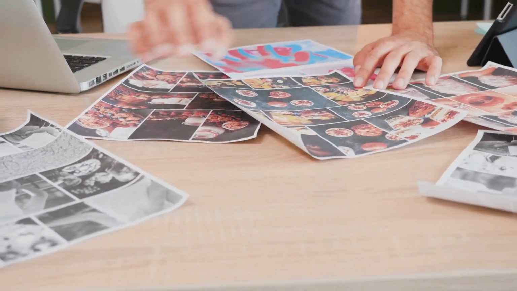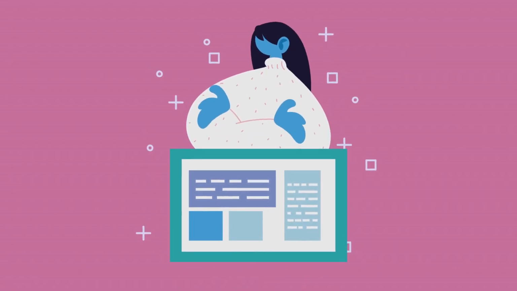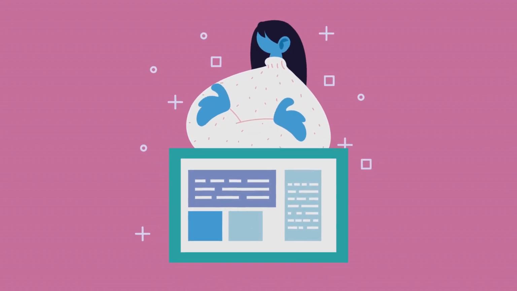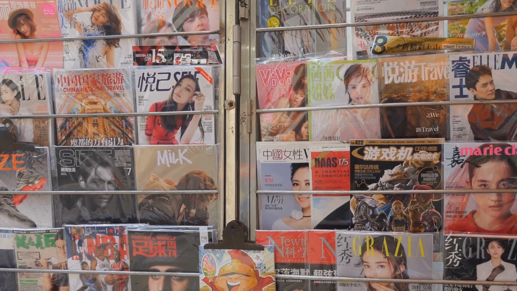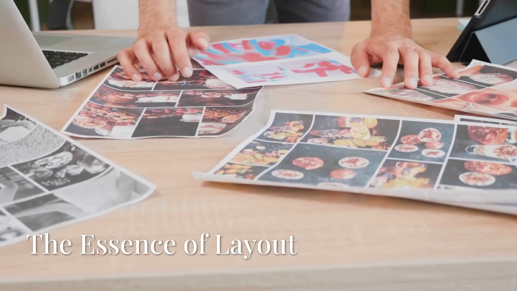Composition is the deliberate arrangement of elements to create a visually harmonious experience. It's about creating a visual hierarchy that guides the viewer's attention. A strong composition balances and conveys the intended message effectively.